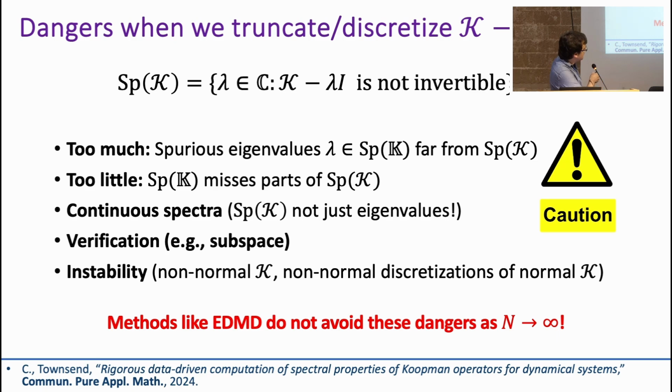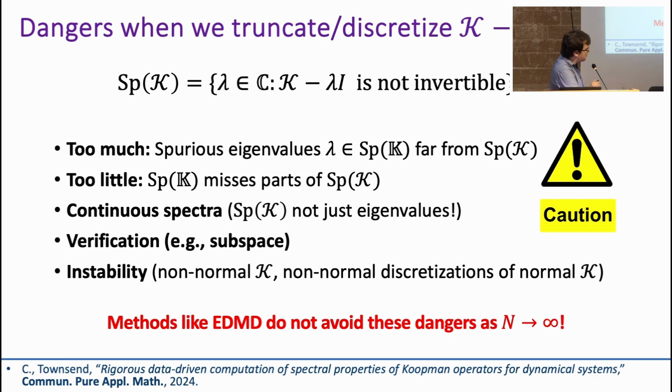First, we can have too much, so that's spectral pollution or spurious eigenvalues that have nothing to do with the true spectrum, even as we increase the discretization size. We can miss regions of spectra. How do we also capture continuous spectra? We've been seeing again and again in these Koopman mode decompositions that often capturing the continuous spectrum is essential for getting the correct dynamics.